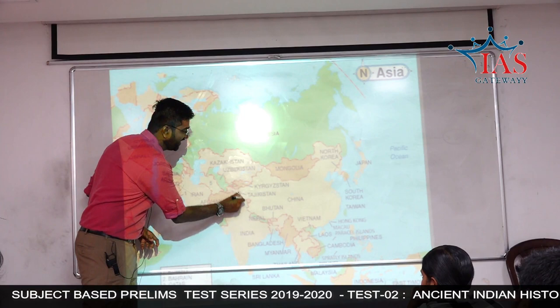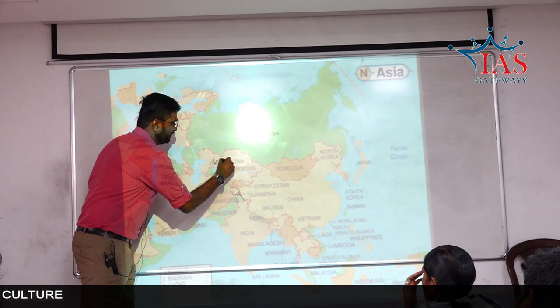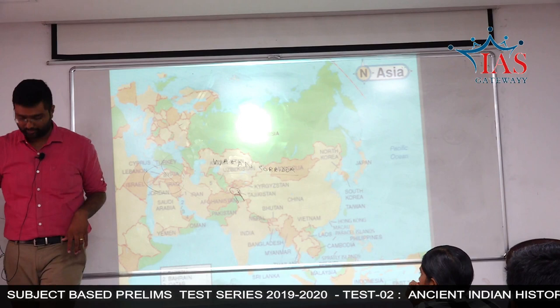But if a question is asked, they won't ask about data in the controversial area. What can be asked is that this area is called the Wakhan Corridor. The part which touches India from Afghanistan is called the Wakhan Corridor. So where is it? There are high chances of questions on this area.